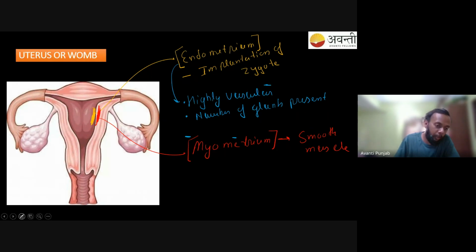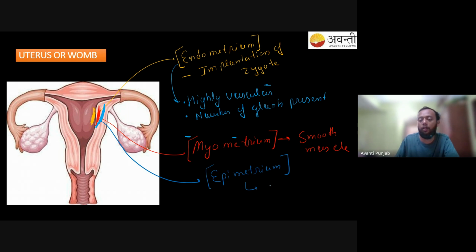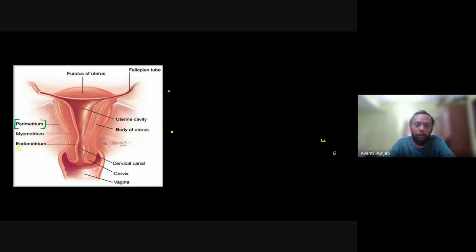And then after that you will have the outermost layer, that is going to be your perimetrium. इसके बाद जो सबसे बाहर की लेयर यहाँ पे होती है, that layer is called my perimetrium. Okay, so you have perimetrium, you have myometrium. This is going to be the outermost layer. आपका मेन काम जो यहाँ पे रहेगा, that will be in terms of endometrium. That is something that you will be focusing on, right?